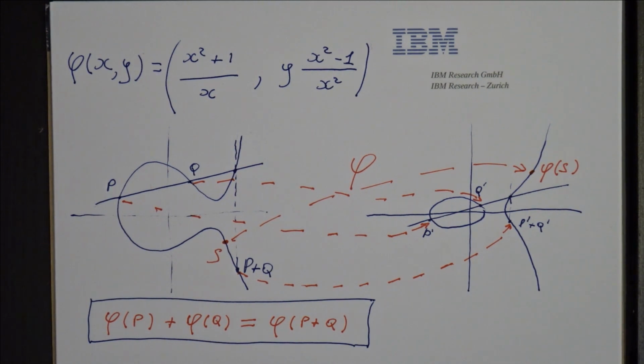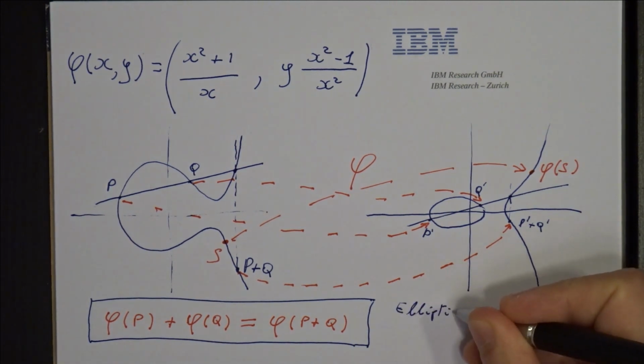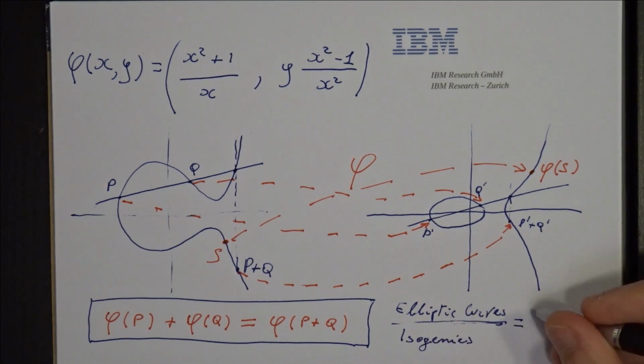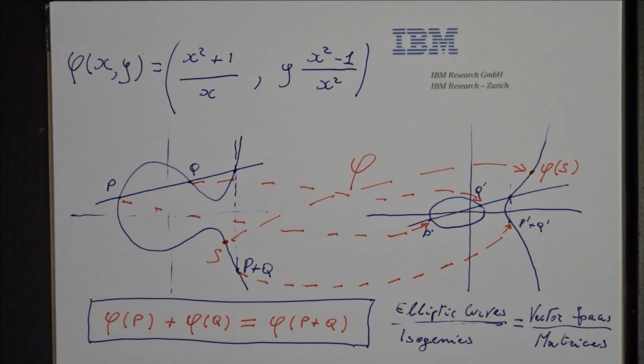Isogenies are as fundamental to the study of elliptic curves as matrices are to vector spaces. They basically control all algebraic properties of elliptic curves, their group structure, their endomorphism ring, their pairings. Take as evidence the famous Serre-Tate theorem: two elliptic curves are isogenous over a finite field if and only if they have the same number of points. Makes you wonder why no one told you about them before, doesn't it?